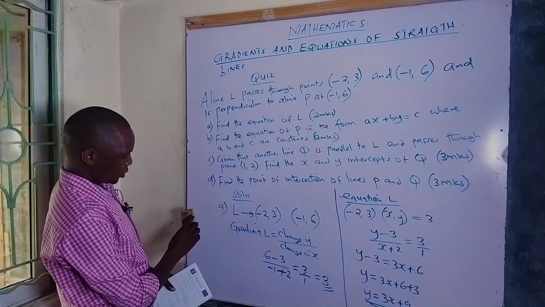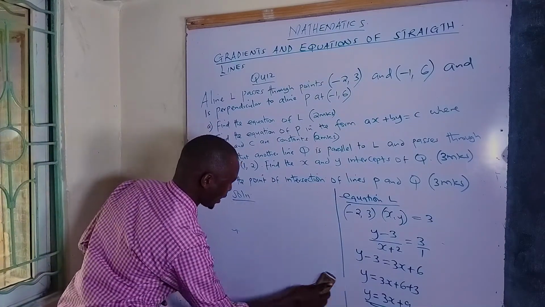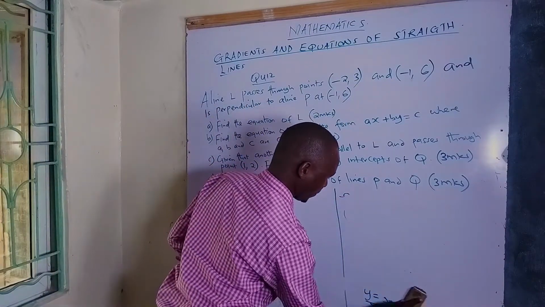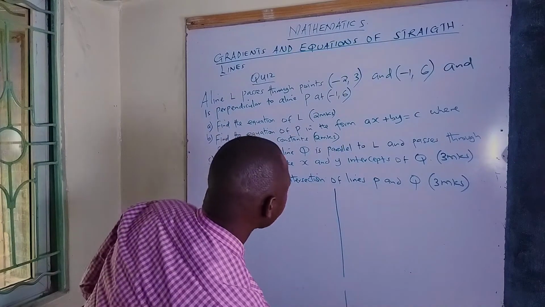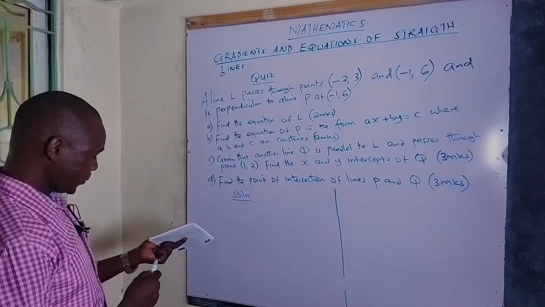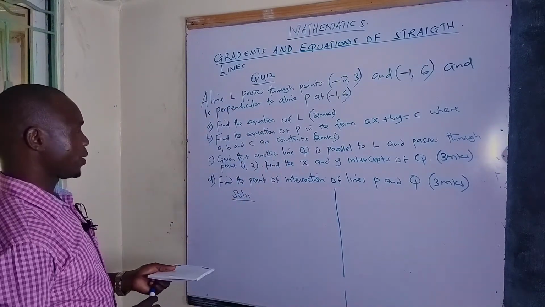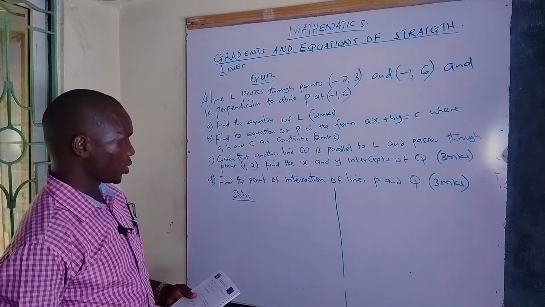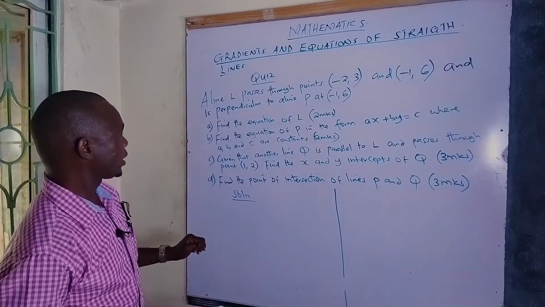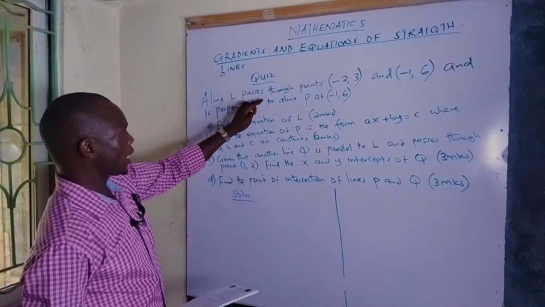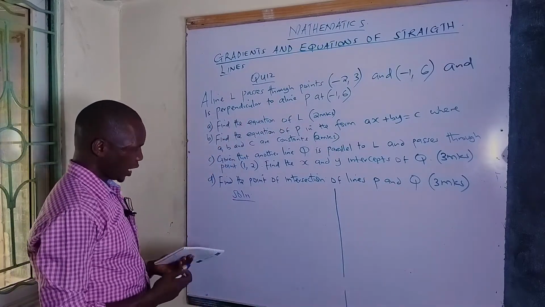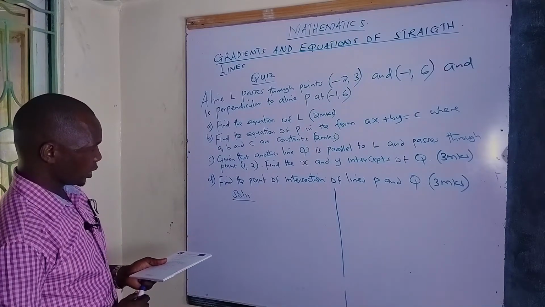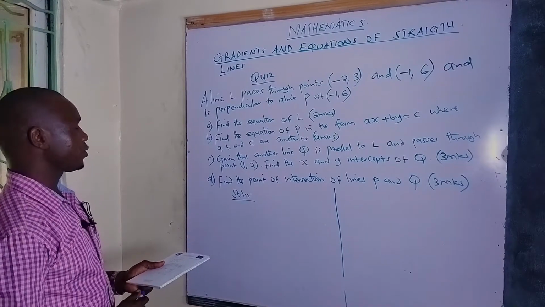So allow me to rub out part A so that I can do part B. And part B: find the equation of line P in the form ax plus by equals c. Remember from our first reading, line L and line P are what? Perpendicular. And we said for perpendicular lines, M1 times M2 must give you -1.